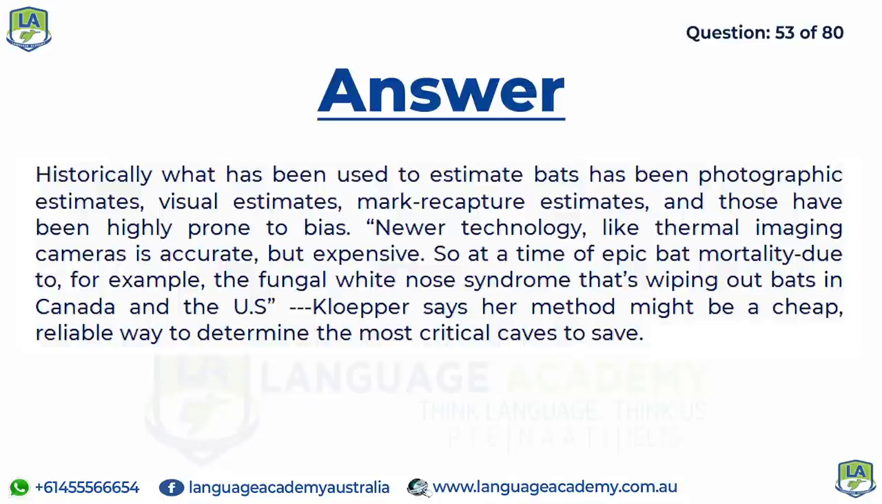Historically, what has been used to estimate bats has been photographic estimates, visual estimates, mark recapture estimates, and those have been highly prone to bias. Newer technology, like thermal imaging cameras, is accurate, but expensive. So at a time of epic bat mortality due to, for example, the fungal white nose syndrome that's wiping out bats in Canada and the US, Cloper says her method might be a cheap, reliable way to determine the most critical caves to save.